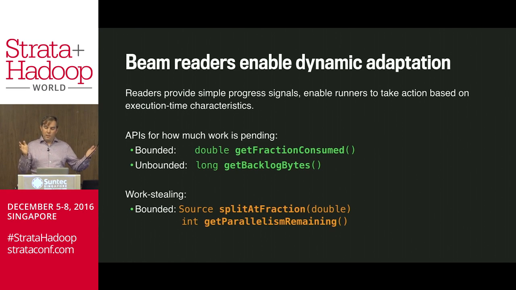Say, if you have a large backlog or backlog that's growing, you might upscale, sending some of the key ranges to different workers to work on. And in the bounded case, which is the one that's easier to demonstrate, you do things like, hey, I noticed that task is taking a long time. Let's take the end of that work and give it to someone else to do. And of course, just to make sure you don't do this too much or upscale or use your entire cluster thinking you have parallelism that doesn't exist, sources can also tell you when they can't be split.